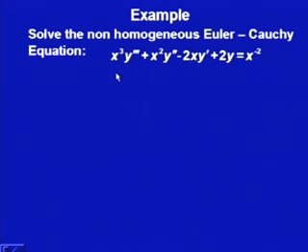Let us first start from here. The coefficients are also not constants, and the right hand side is not of the form of a polynomial, it is x to the power minus 2. So, again we have to use the method of variation of parameter. See how we solve it.